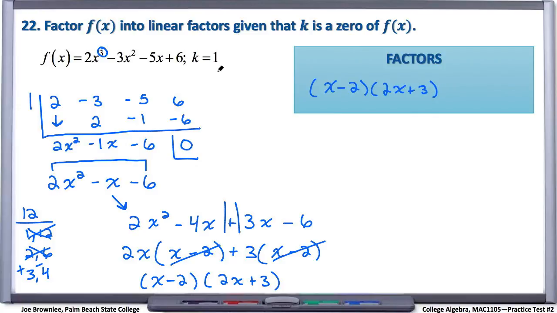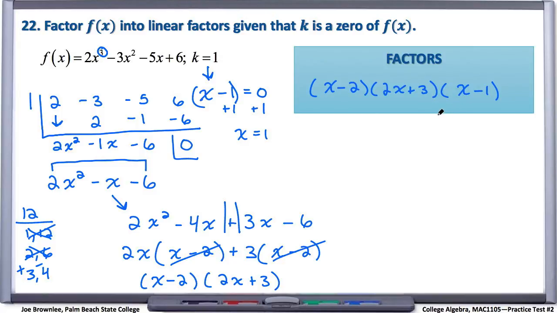And so is, well, what is the factor that comes from positive 1 being a 0? Well, this positive 1 as a 0 comes from the factor x minus 1. Remember, x minus 1, when you set it to 0 and then use some basic algebra, that's how we get positive 1 as a 0. It came from the factor x minus 1. So we have to remember to include that as part of our factors. So here we go. Here are all of our factors: x minus 2, 2x plus 3, x minus 1.